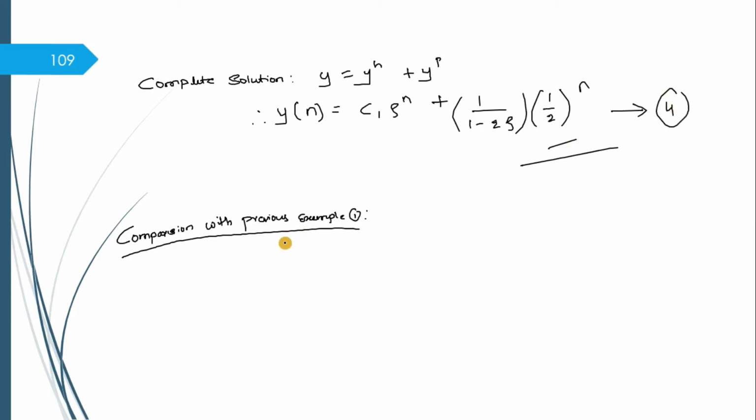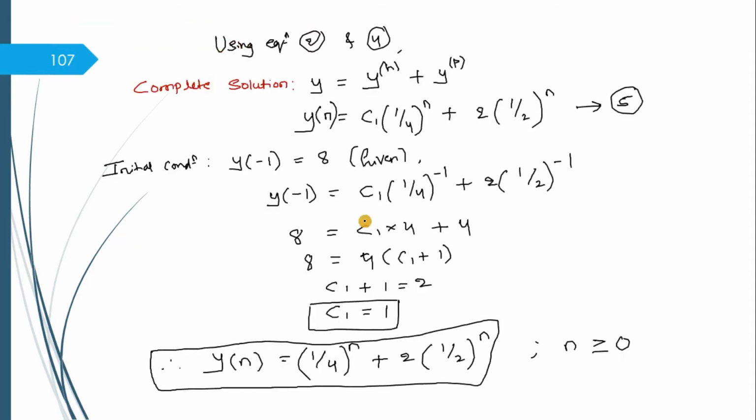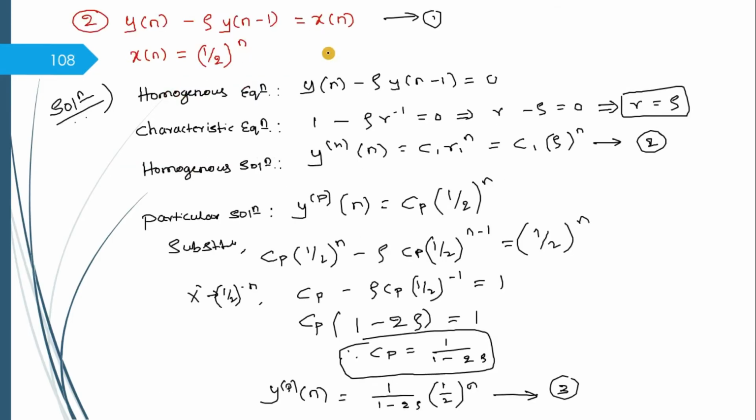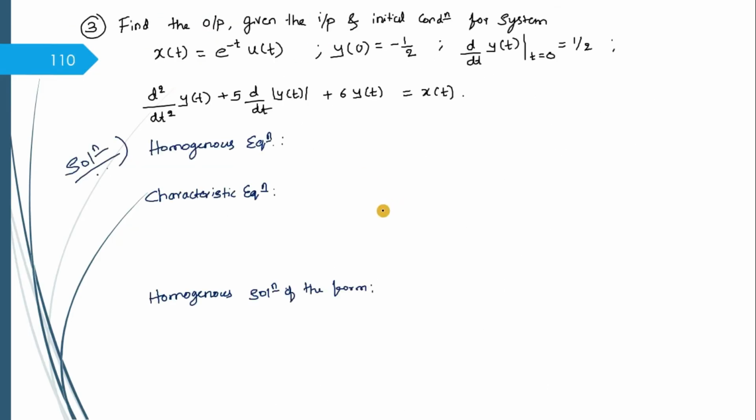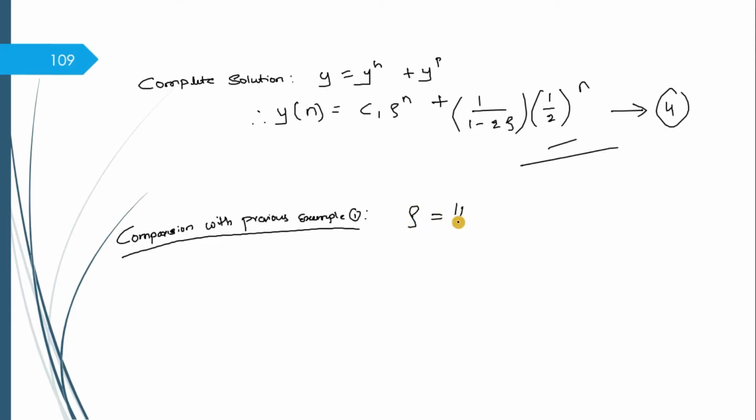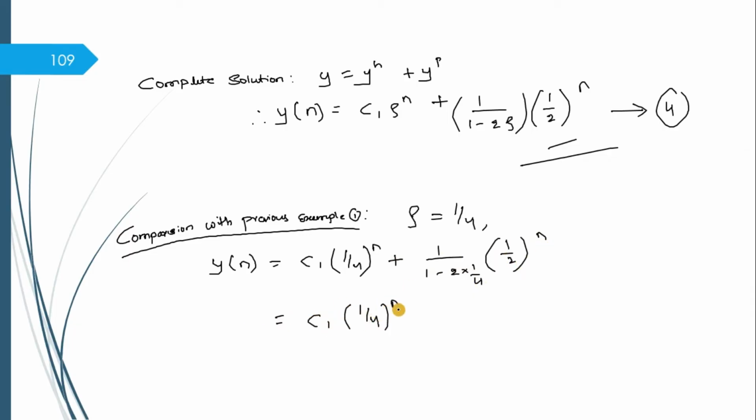Let us compare with the previous example. In the previous example, in place of rho I have 1 by 4. Let me put rho equal to 1 by 4 and see whether we get the same thing. We get C1 1 by 4 raised to n plus 1 by 1 minus 2 times 1 by 4, times 1 by 2 raised to n. The 2 and this 2 cancel, 1 minus half is half, which goes to the numerator, so we get 2 times 1 by 2 raised to n. So this will match the previous session.